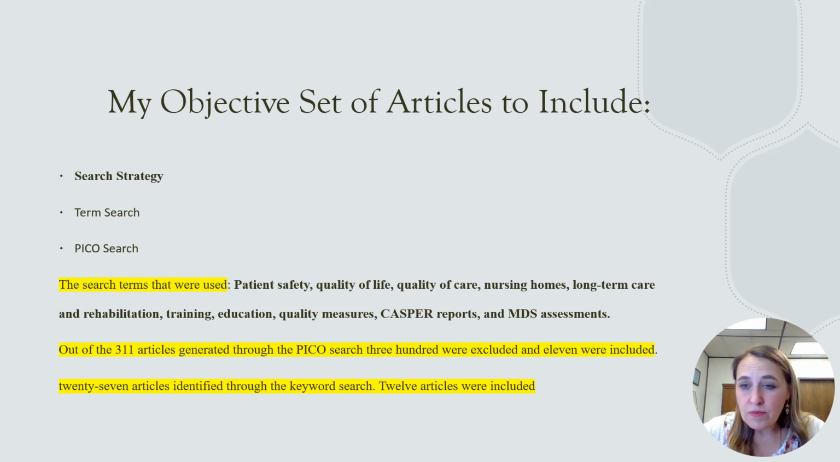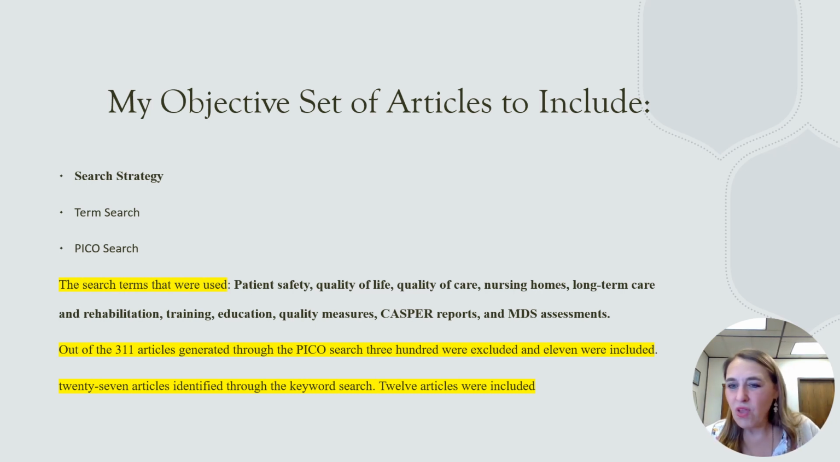These are all the terms I used to search with in PubMed, and out of the 311 articles generated through the PICO search, 300 were excluded and only 11 were included. And then of the 27 articles identified through the keyword search, 12 articles could be included after appraising the articles using the MMAT, or excluding them based on my inclusion-exclusion criteria.